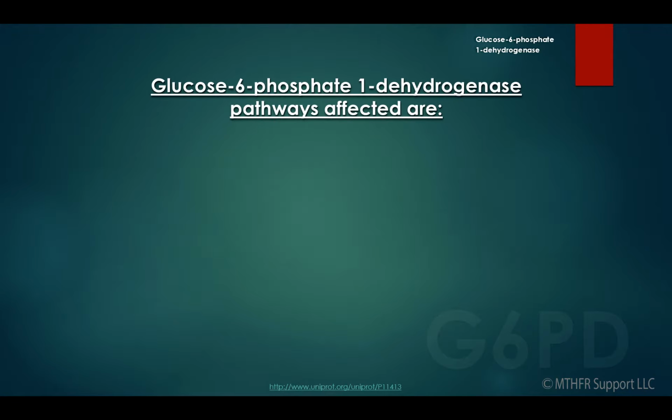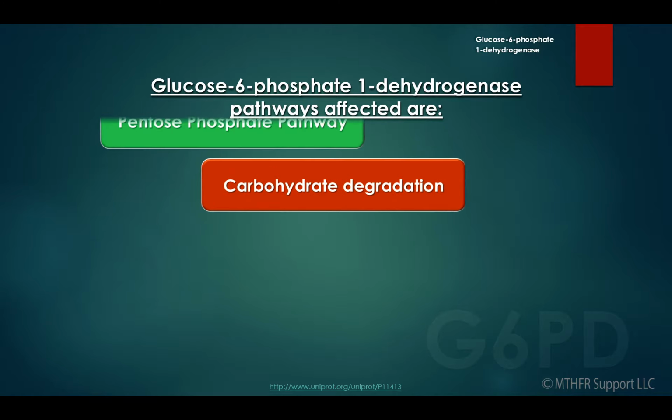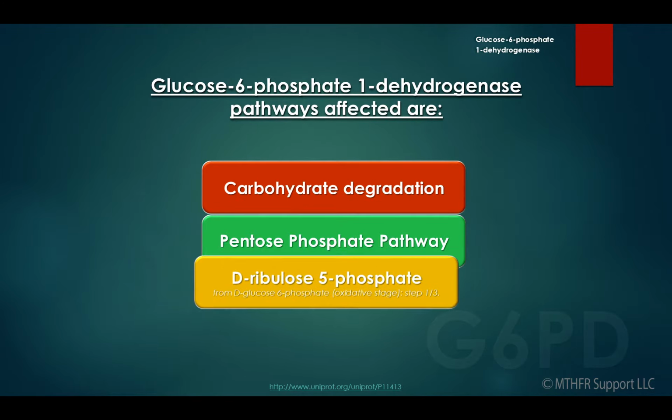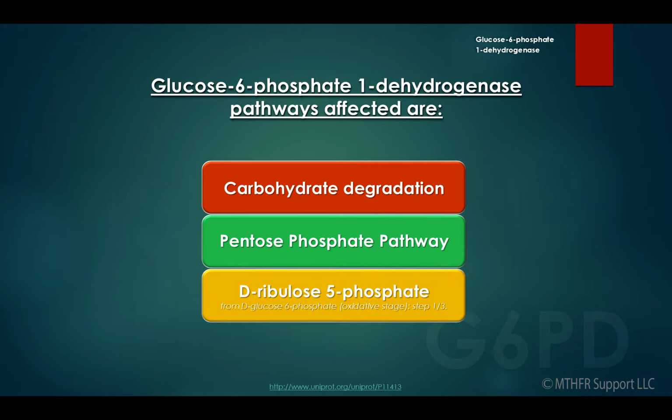Glucose 6-phosphate 1-dehydrogenase pathways affected are carbohydrate degradation, the pentose phosphate pathway, and D-ribulose 5-phosphate from D-glucose 6-phosphate. That's the oxidative stage, step 1 of 3.